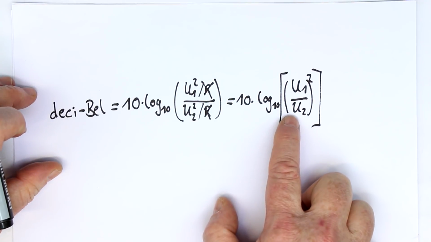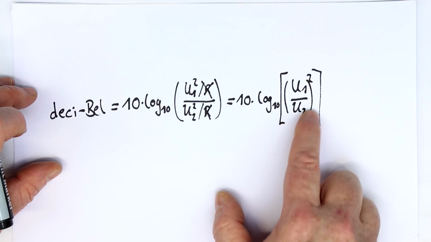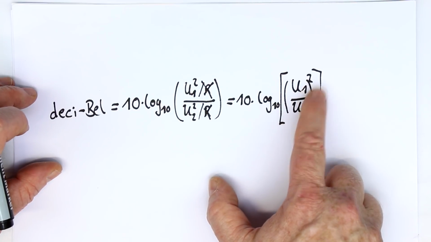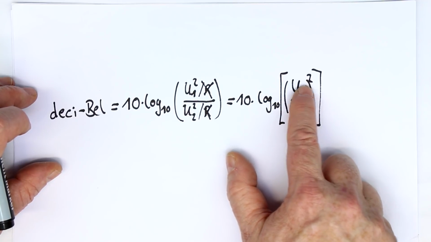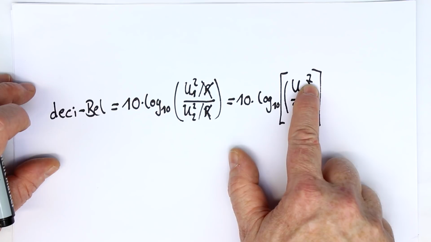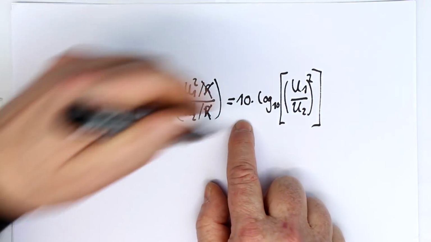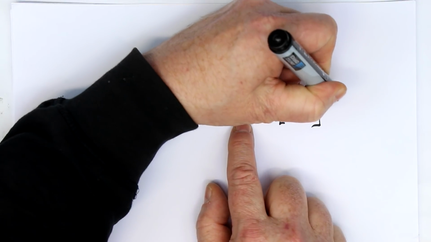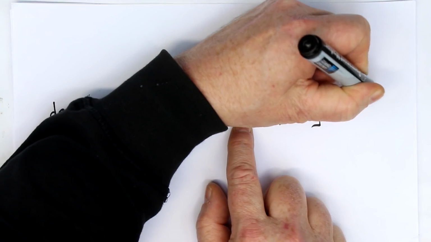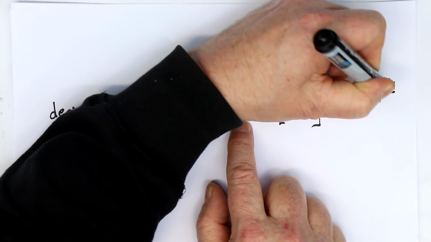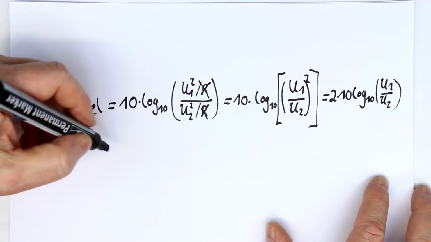So it's simply the logarithm of the ratio of the voltages squared. And now if you remember from school what you can do with logarithm, if you have here an exponent, you just take this exponent as a factor in front of the logarithm, and then we get 2 times 10 times the logarithm of our ratio of voltages. Aha!